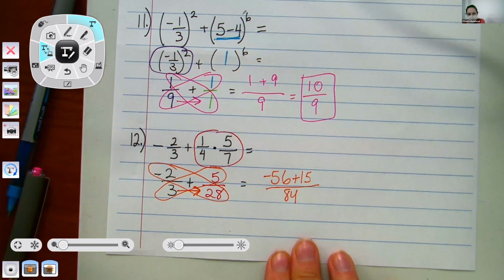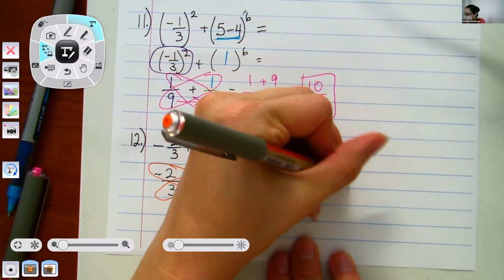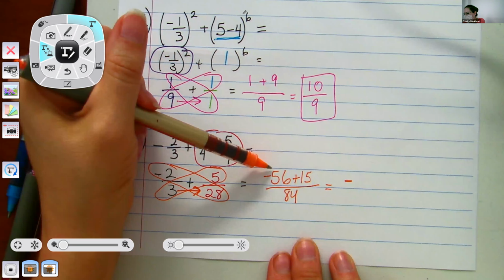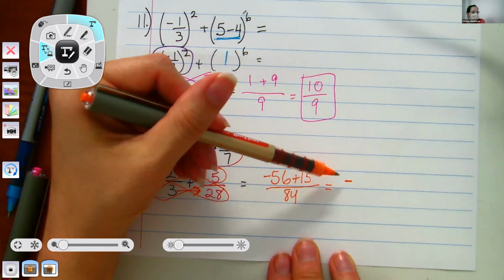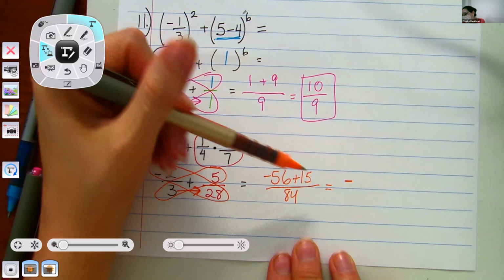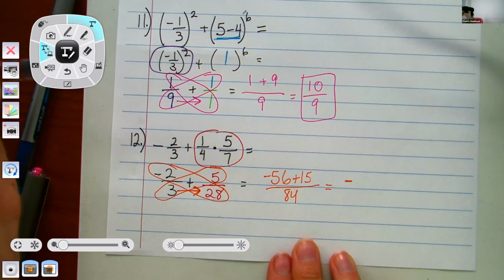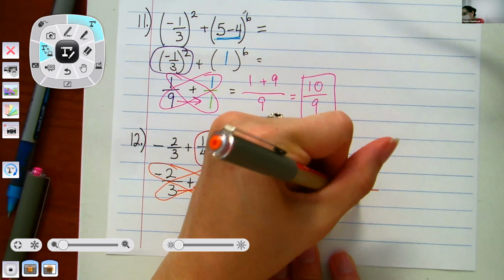And then -56 plus 15, so I know that's going to be negative because if my account is overdrawn by $56, and I deposit 15, it's still going to be overdrawn. To figure that out, I'm just going to subtract 56 minus 15, which would be 41. So negative 41 over 84.